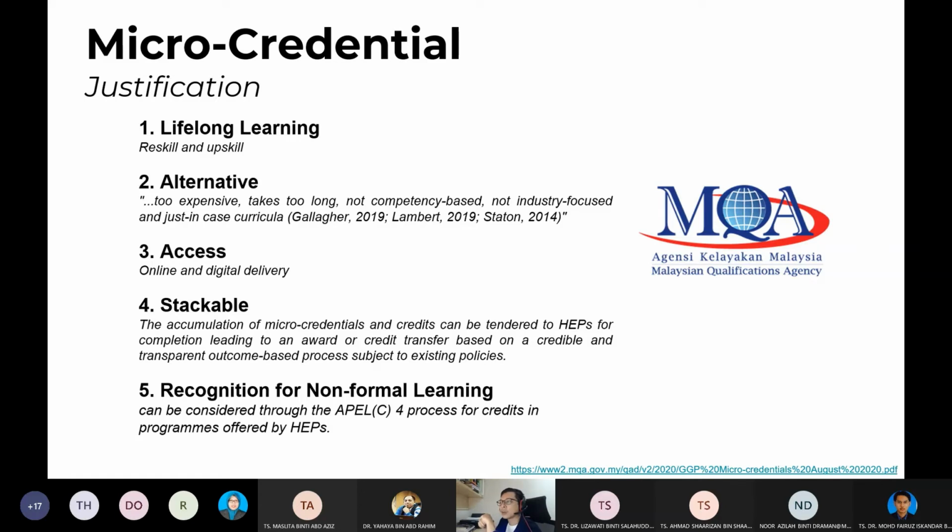Okay. And then we want to access stackability. So nanti diulang banyak kali, stackability and then recognition for non-formal learning lah. Maksudnya ada satu contoh, Profesor Abdul Karim from USM. He's a big proponent of micro-credential. He's given a lot of talks around Malaysia about this. I went to one of his first micro-credentials talks in UPM 2 years ago, I think.